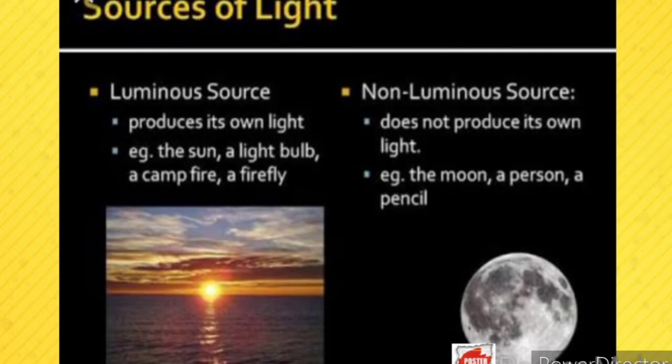Next we have the different sources of light. In this we have two kinds of sources, luminous sources and non-luminous sources. Luminous sources produce their own light. For example, the sun, light bulb, campfire and a firefly. Non-luminous sources do not produce their own light. For example, the moon, a person, a pencil, etc. So these are known as the non-luminous sources.